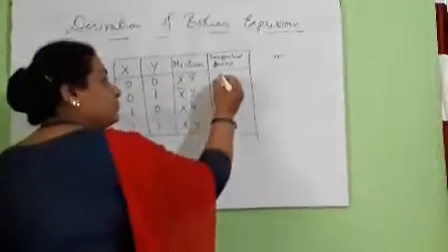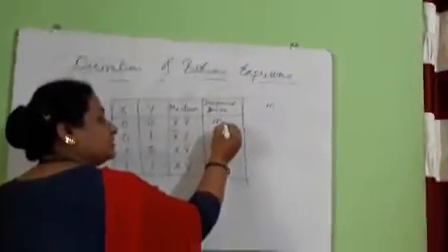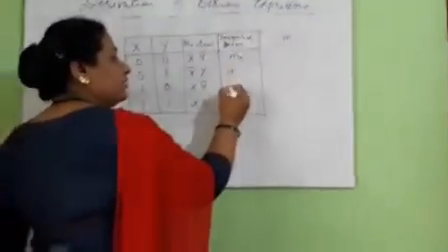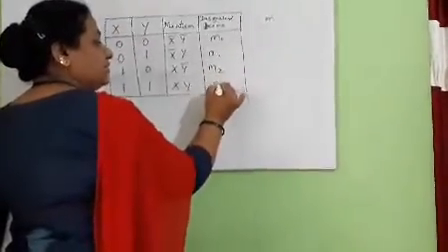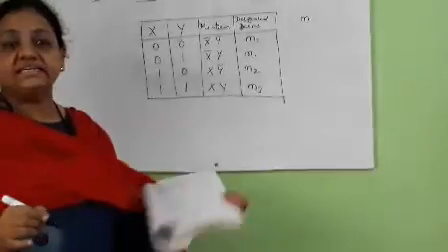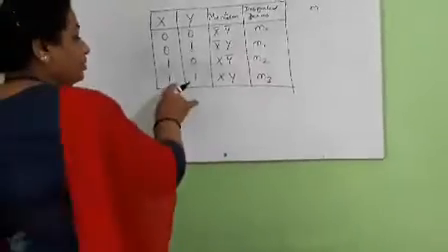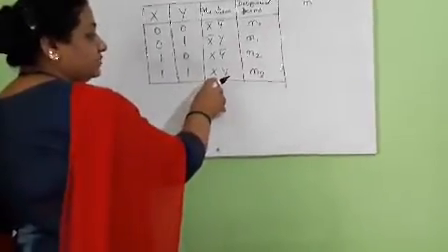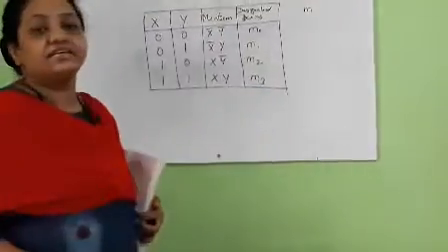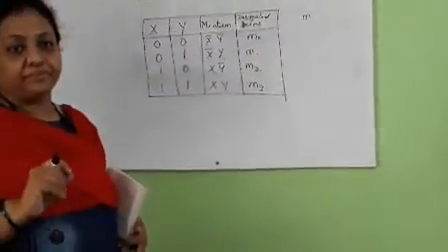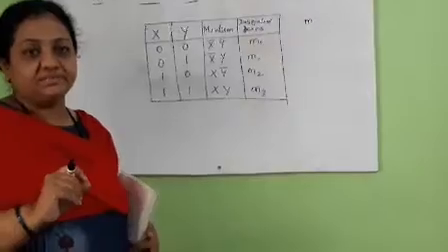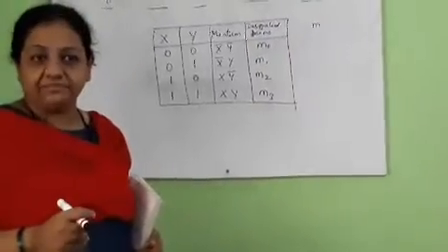So small m, the designated terms start with 0, 1, 2 and 3. These are the designated terms. For 1, 1, the minterm is xy and the designated term is m3. So I hope you have understood this. Let me explain it again.